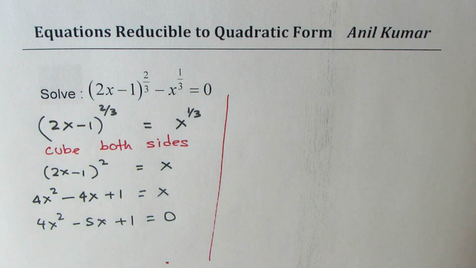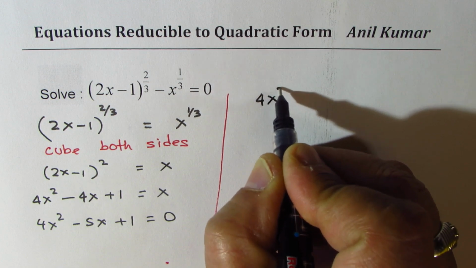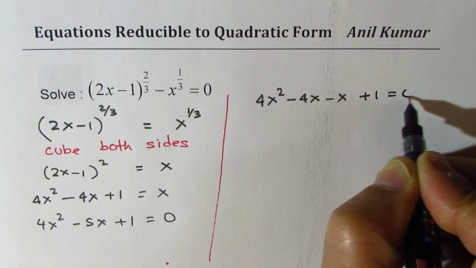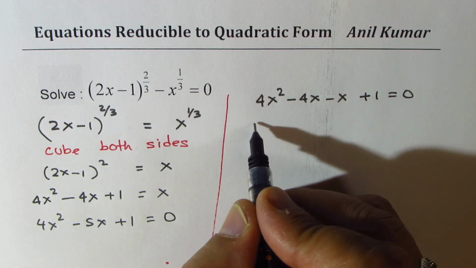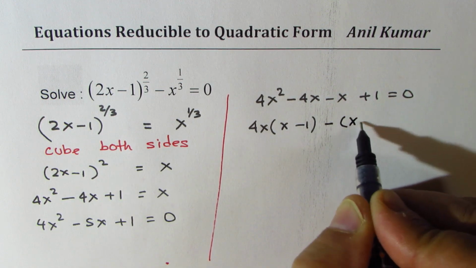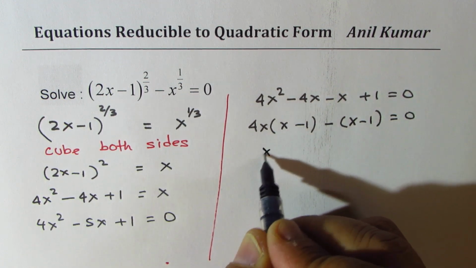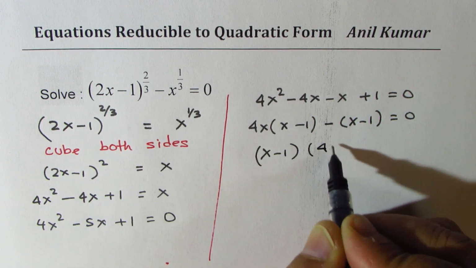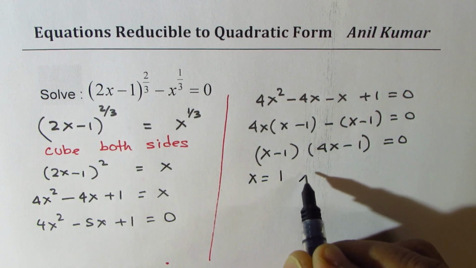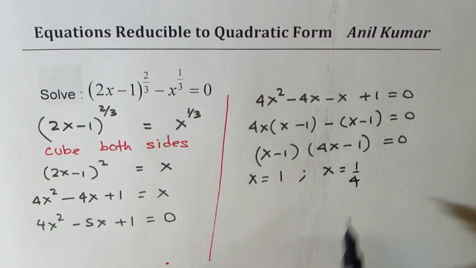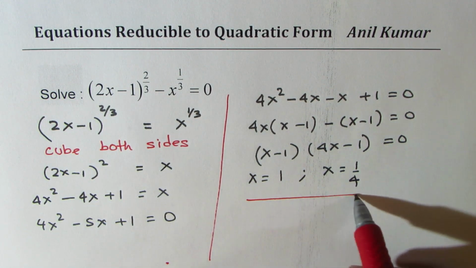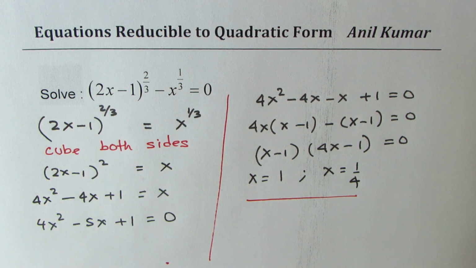So that is 4 times 1. So we could write this as 4x squared minus 4x minus x plus 1 equals 0. Factoring 4x, we get 4x(x minus 1), and here minus (x minus 1) equals 0. Now x minus 1 is a common factor, so we get (x minus 1)(4x minus 1) equals 0. That means x equals 1 or x equals 1 by 4. So that becomes the answer. Is that clear? So that is how we could solve this equation.